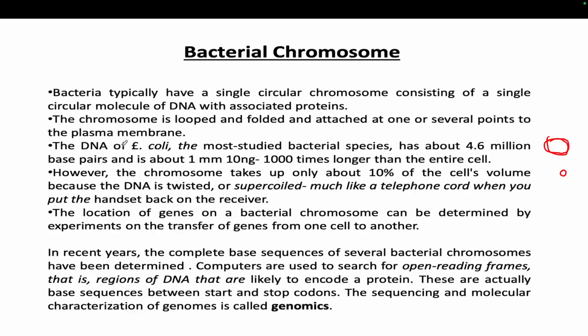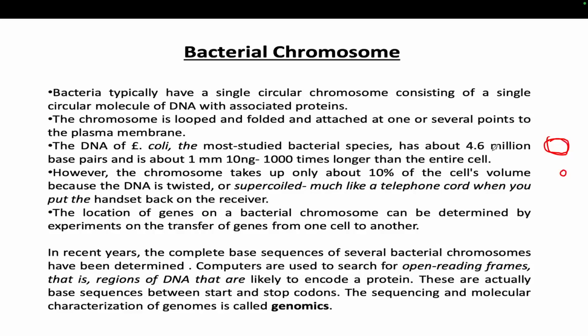This chromosome is looped and folded and attached at one to several points to the plasma membrane. Because there is no nuclear membrane, it resides in the cytoplasm, looped and folded, and at some points it is linked to the plasma membrane. And the DNA of E. coli is the most studied bacterial species we know.